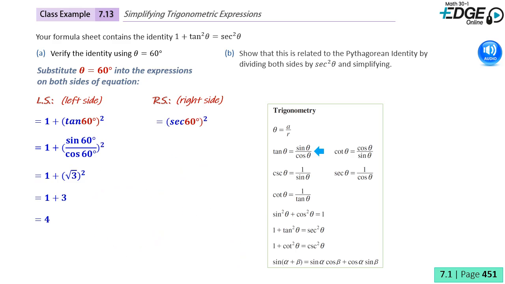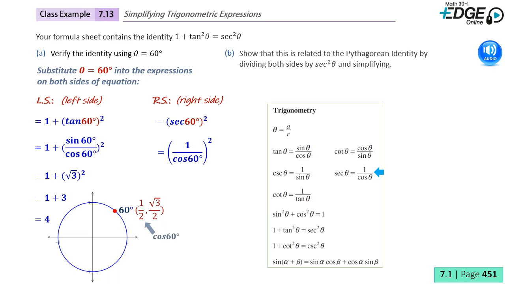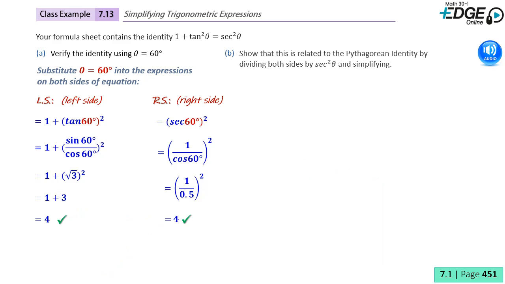Now let's evaluate secant squared of 60 degrees. Secant is equivalent to 1 over cos. And as we already determined, cosine of 60 is 1/2. 1 divided by 1/2 is 2, which squares to give us 4. We've shown that both sides of this potential identity are equivalent.